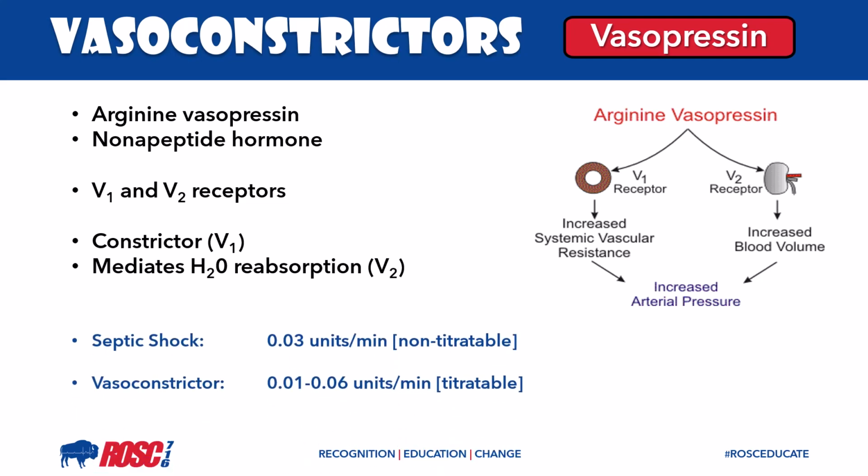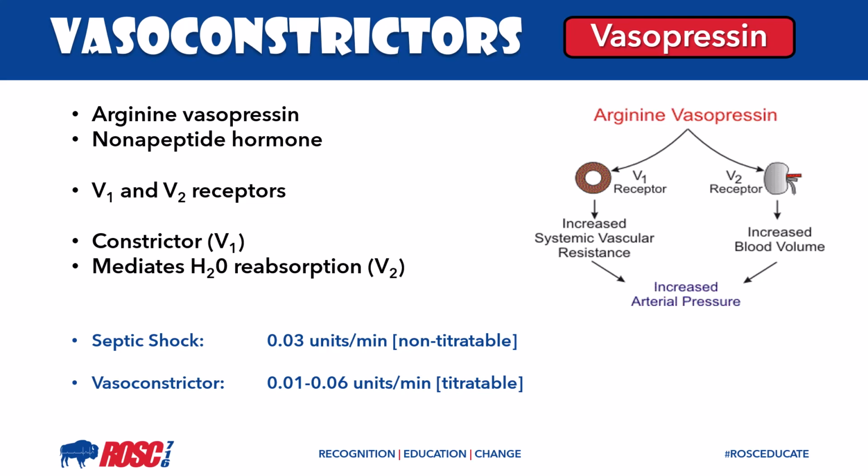A quick note on dosage. For septic shock, it's 0.03 units a minute. This is non-titratable. Essentially, we're using this agent to supplement or replace a presumed vasopressin deficiency that we see in septic shock.